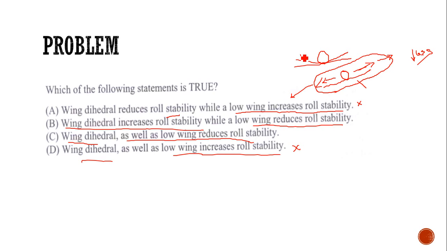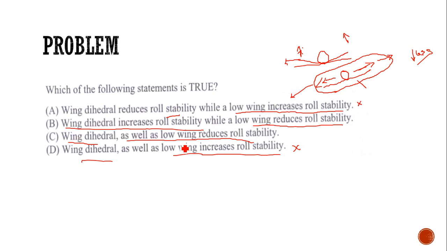But for a dihedral wing, if it is rolling towards one side, the lift will be more on that side, and on the other side the lift is reducing. So what will happen when it is rolled? It will regain its original position. So the roll stability is more in a dihedral wing.